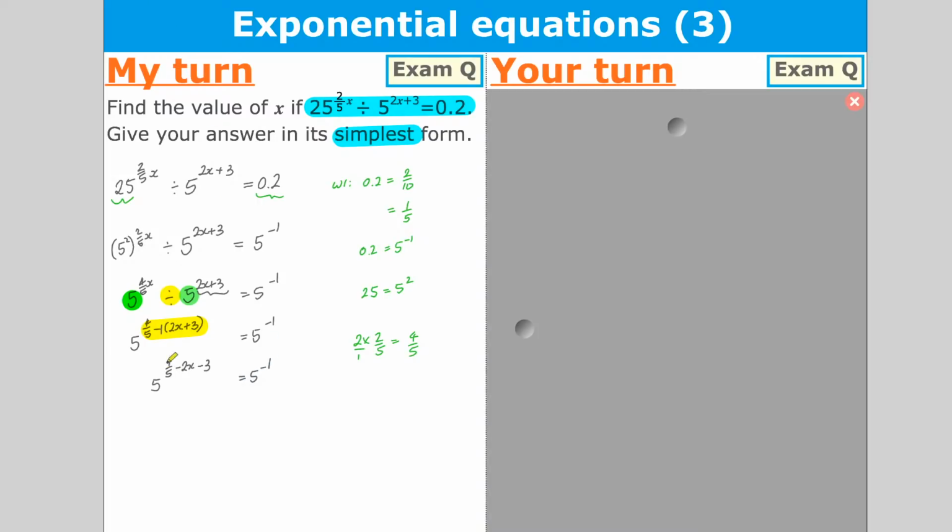Now, I'm going to go over and collect like terms here, but I need to work out 4/5 take away 3. So what am I going to do? I'm going to go over here and I'm going to say, what's 4/5 take away 3 over 1? That's 4 over 5 take away 15 over 5. And that's going to be equal to 9 over 5, like that.